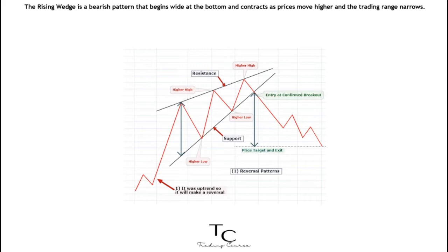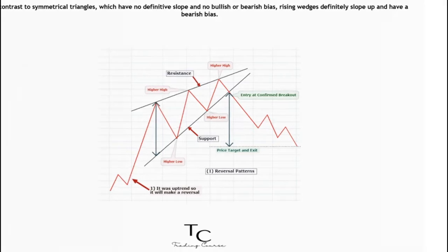The rising wedge is a bearish pattern that begins wide at the bottom and contracts as prices move higher and the trading range narrows. In contrast to symmetrical triangles, which have no definitive slope and no bullish or bearish bias, rising wedges definitely slope up and have a bearish bias.